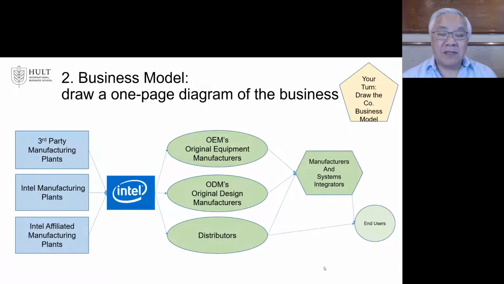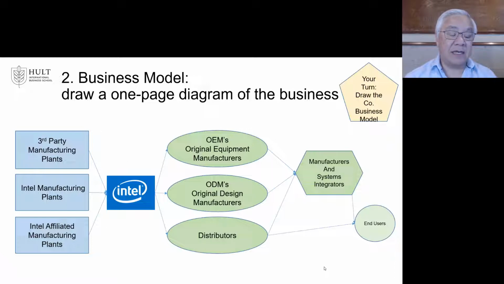The business model, it's good to have a one-page view of the company. Intel, let's start with where they get their products. Well, they have some third-party manufacturer plants that manufacture for Intel, but mainly Intel makes its money from manufacturing their own chips, and that's the second group.